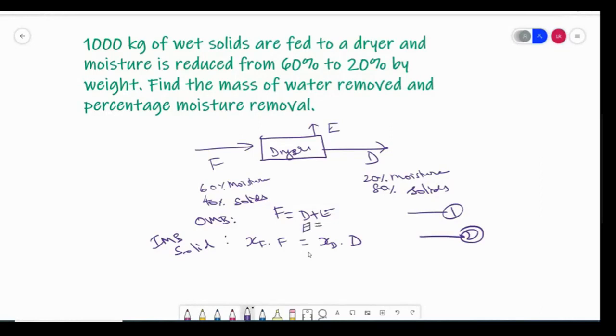You get E equal to F minus D. F is given, 1000 kg per hour. So we have E equal to 1000 minus D. XF is given 40%. So 40 by 100 into feed 1000 equal to XD, which is 80%.